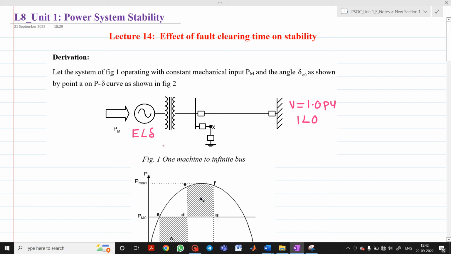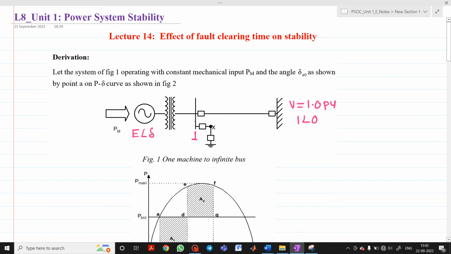Now what we observe here is that a fault takes place at point X. Now if the fault is cleared rapidly, the system will be stable. What is X? X is the fault point which is adjacent to bus 1. Therefore, due to this fault, the voltage at the bus bar is 0 and the power flow will be equal to 0. Let us assume that instead of having this fault at point X, it is almost on the bus only.